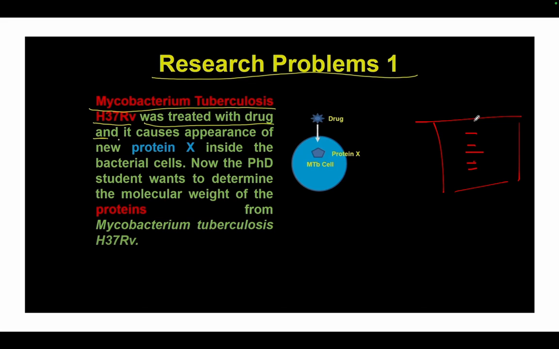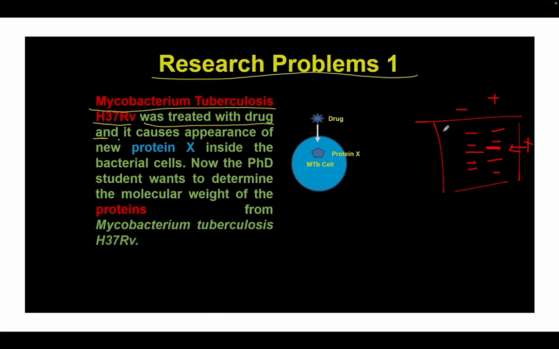So for that, we should have one sample without the drug and one sample with the drug, because we know that protein X only appears after we add the drug. We need to see if we're getting any extra band over here, which is more intense, and that corresponds to protein X.